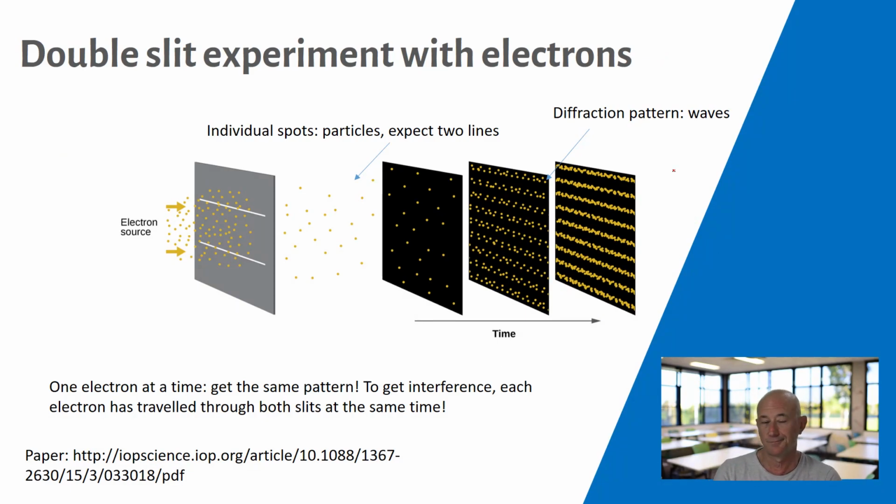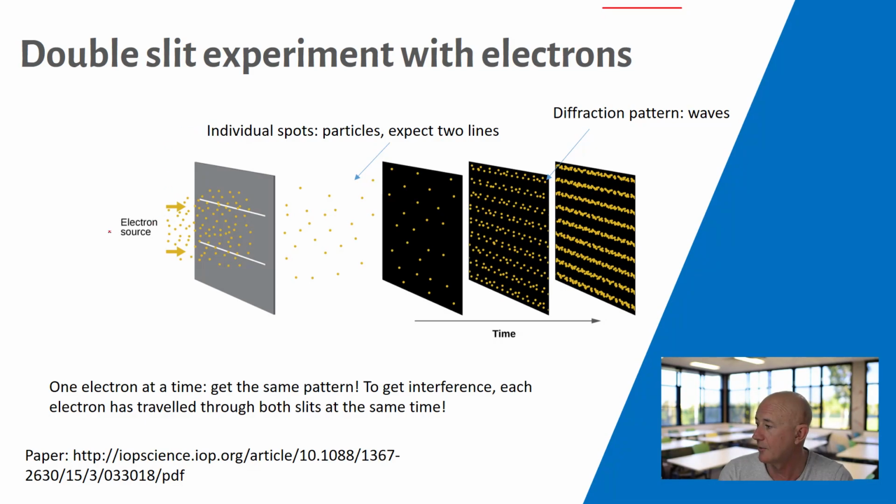Now, experimental evidence that electrons actually do behave as waves. Well, this is the classic double slit experiment with electrons. In fact, this experiment shows that electrons behave as waves and particles at the same time, which is crazy but true.